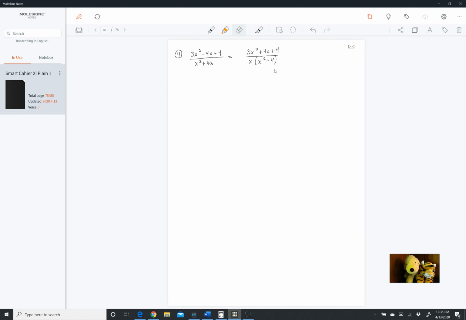So we have two fractions, so I'll rewrite this here. 3x squared plus 4x plus 4 over x times x squared plus 4. And here we have two fractions because we have two factors here. First one gets an x, second one gets an x squared plus 4. Okay.